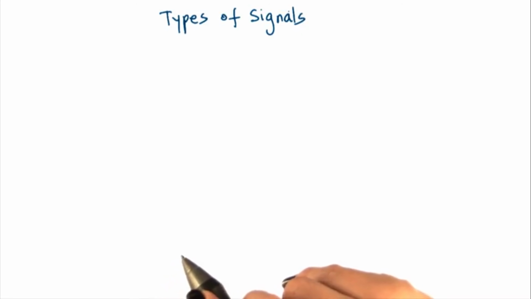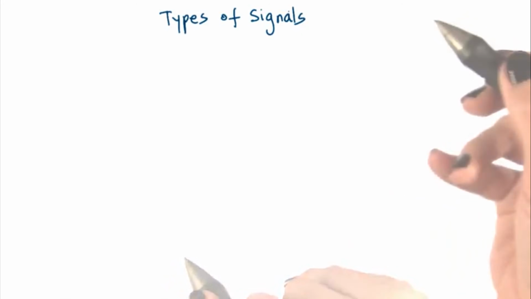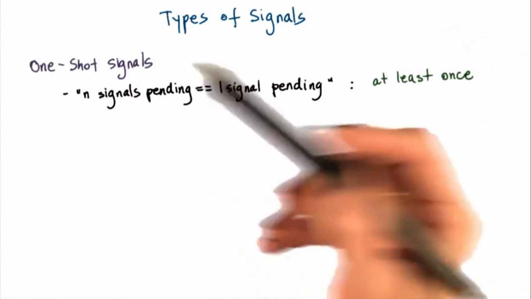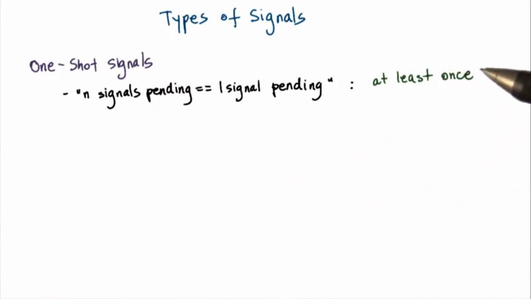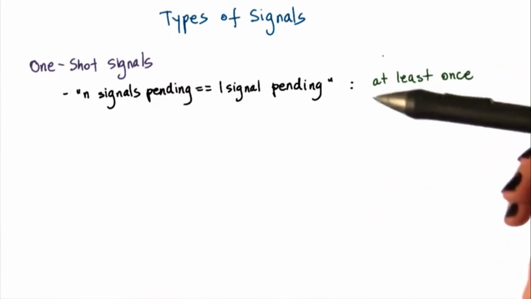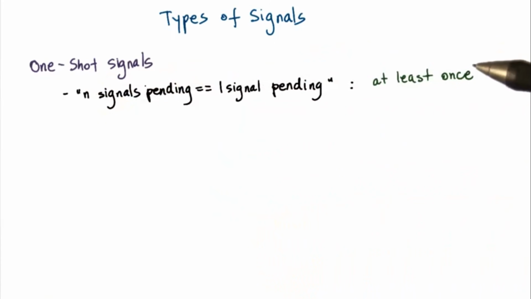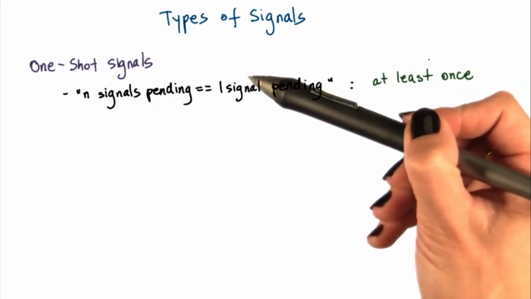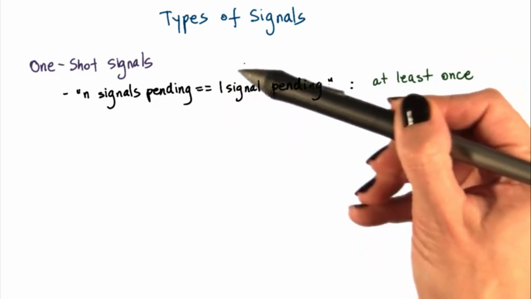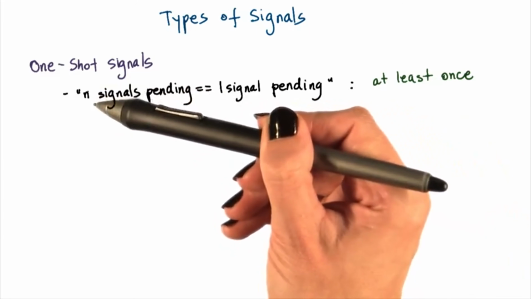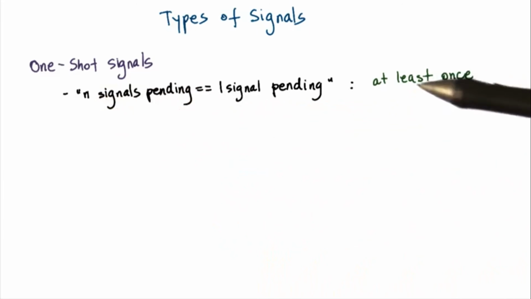And finally, one more point regarding signal handling. We have two types of signals. The first type are the so-called one-shot signals. One property of these signals is that if there are multiple instances of the same signal that occur, they will be handled at least once. So it is possible that if only one signal of that kind occurred versus n signals of that same kind occurred, only one execution of the actual signal handler is performed.